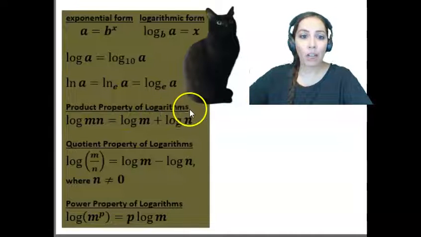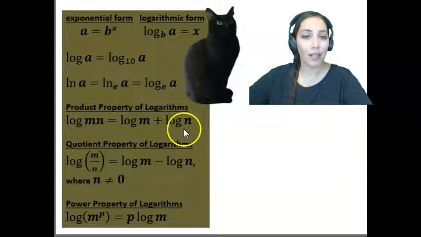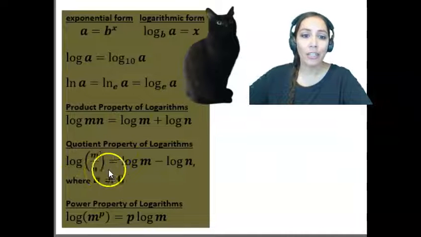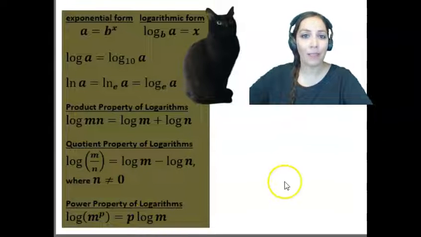The product property of logs is when you have the log of m times n, you can break that down to log of m plus log of n. The quotient property of logs is when you have log of m divided by n, you can take the log of m minus the log of n, and n cannot equal 0. The power property of logs is when you're taking the log of m to the p power, you can pull that exponent down and put it in front, and then write log of m.